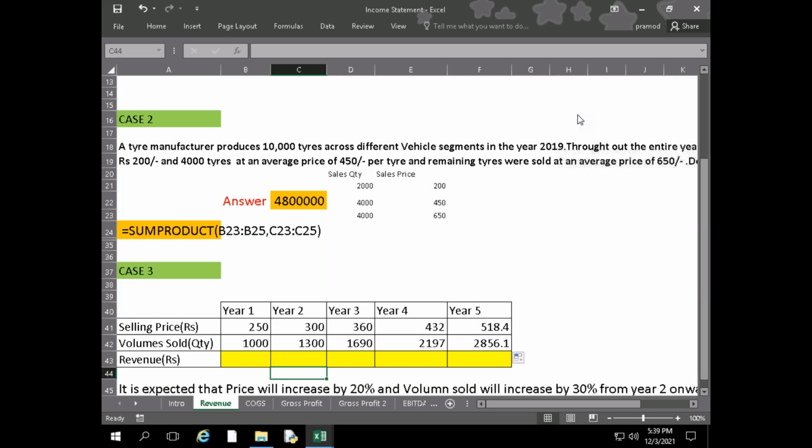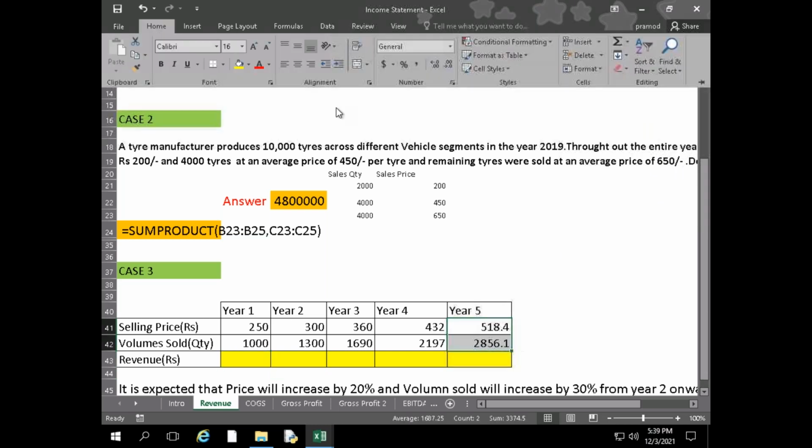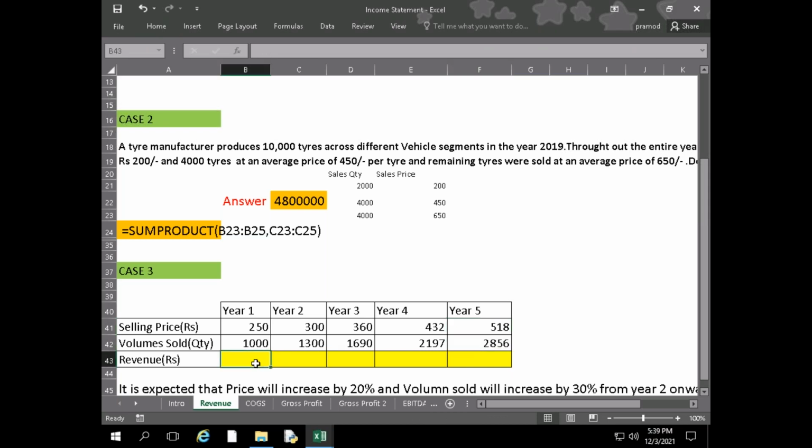Sir, should we take the decimal points also like that only, sir? You can decrease the decimal point. You know how to decrease, no? Select it. In Home, you decrease it. This should be the answer.